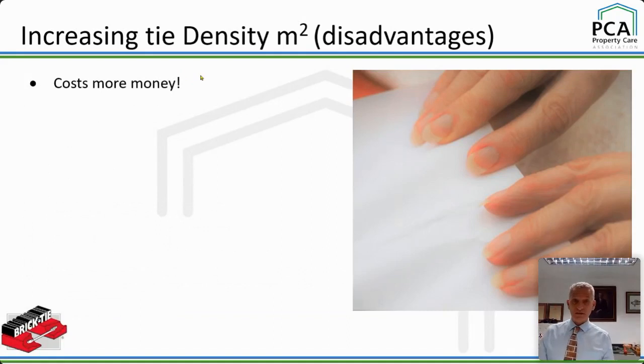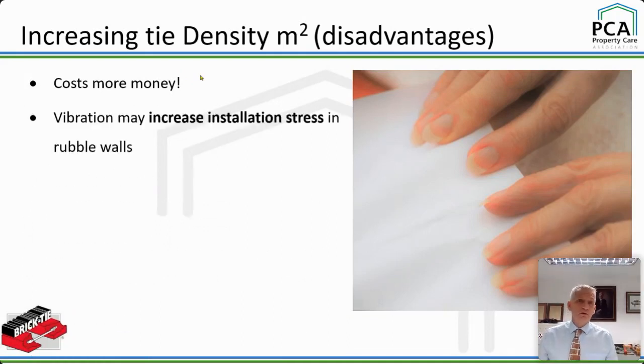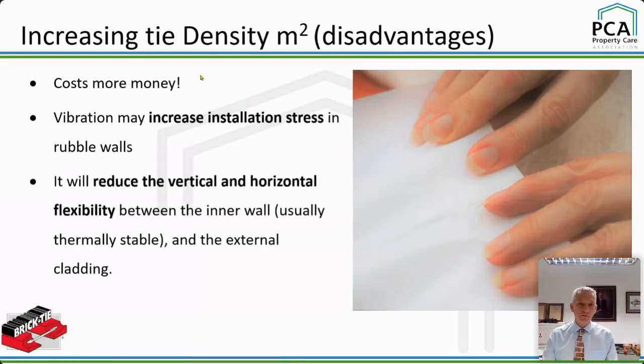Trouble is, if you put more ties in, it costs more money. The vibration itself might be a problem. If you're going to drill a load of holes in a wall that's already a little bit unsound, that's a problem. You've got to think about that. You might have to use diamond core drilling, which we do often.